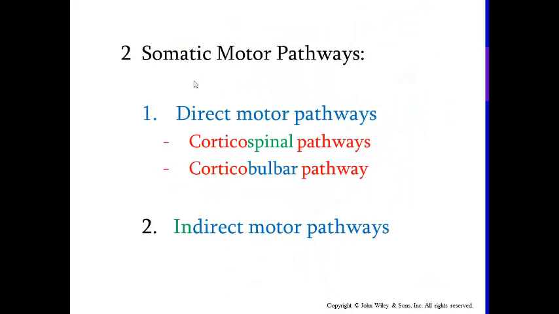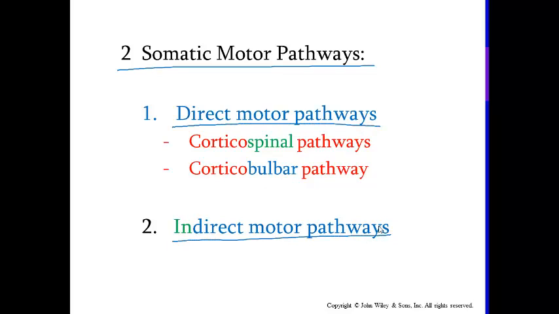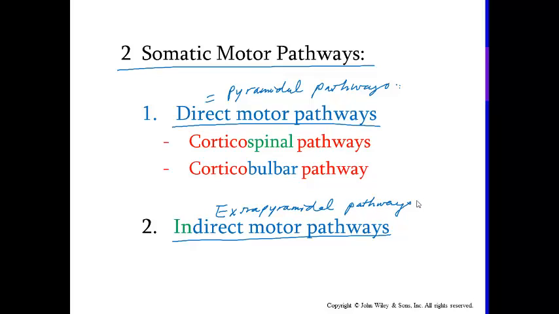So let's take a look at 2 somatic motor pathways. We have the direct as well as the indirect motor pathway. What these refer to is, if they are direct, they are also called pyramidal pathways. And the indirect ones are called extrapyramidal pathways. A lot of these, for instance, they call it pyramidal pathway because they actually are from the pyramidal cells.